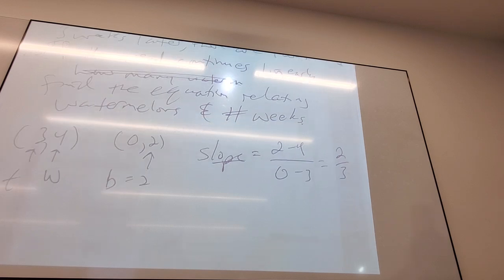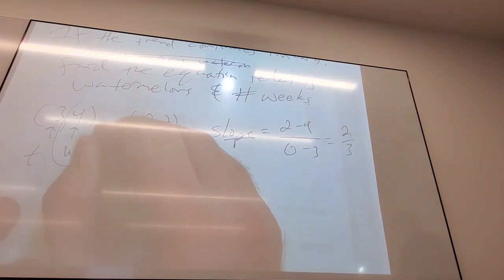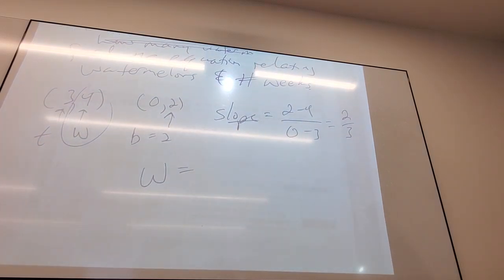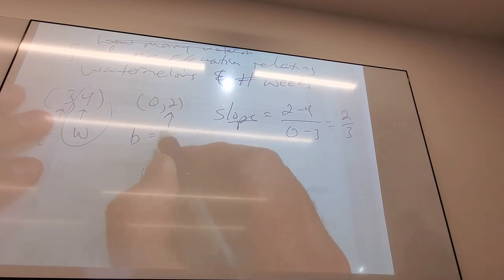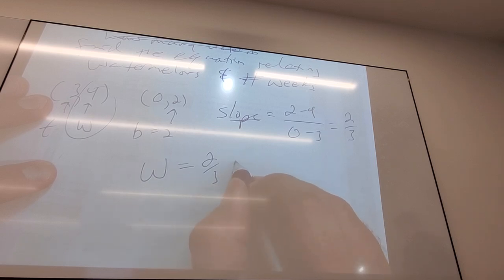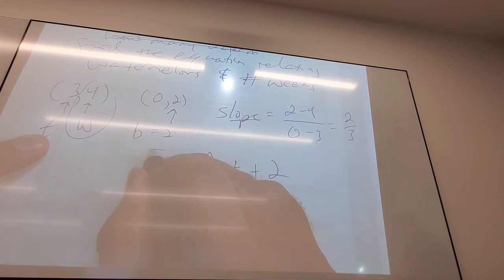So now my question is still not answered. What is the equation? Do you see how my output is W now? Because X and Y don't mean anything. They're just variables we thought. Let's just use these. Could have been any variable. Could have been A and B. Could have been whatever. So here I want to use W for watermelons. What's the slope? 2/3. T. Plus 2. There you go.